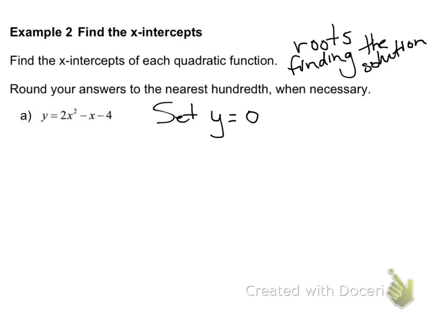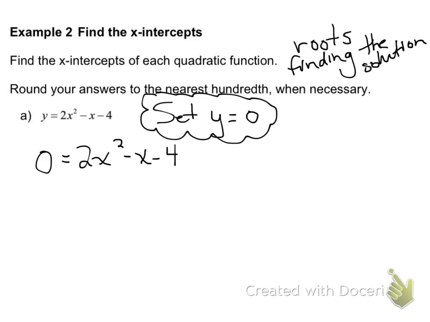So what we're going to go ahead and do is we're going to set y equals 0, because we're looking for the x-intercepts. That means we have to set y equal to 0. You need to make sure that you write that down before you start any of your work. So I've written it down here, and you're going to go ahead and use the quadratic formula. So your a value is 2, your b value is negative 1, and your c value is negative 4.